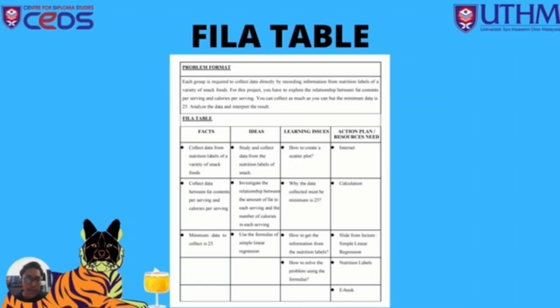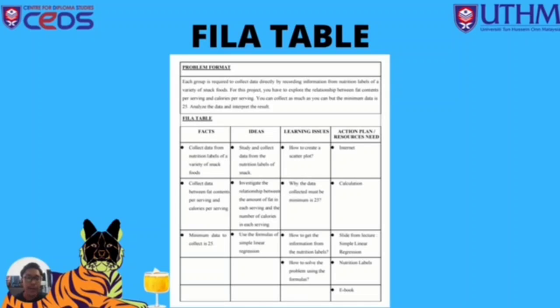Our problem statement is that each group is required to collect data directly by recording information from nutrition levels of a variety of snack foods. For this project, you have to explore the relationship between fat contents per serving and calories per serving. You can collect as much as you can, but the minimum data is 35. Analyze the data and interpret the result.